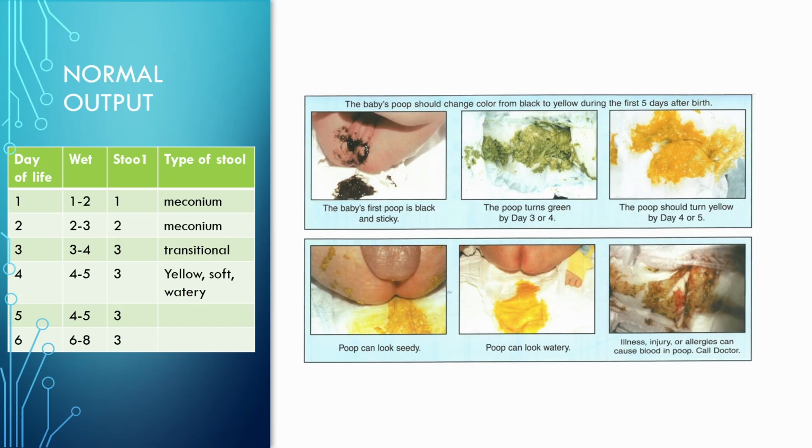Here we go. Here's that normal output and different pictures of what the stool will look like. So look at this graph that I put on here that talks about how many poops and pees they should have and what it should look like.